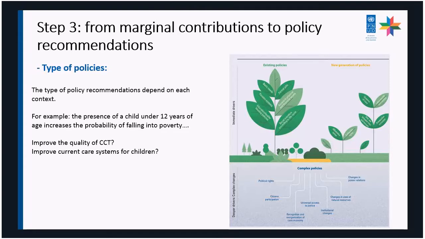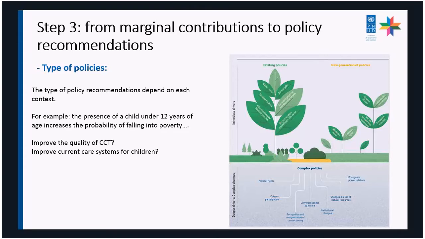Then we have what we call a new generation of policies that are policies that are going on currently in our region, but still are in development. For example, the development of systems of care for elderly and children, policies to reduce the difference in time use between men and women, policies to increase the productivity of workers, among others.